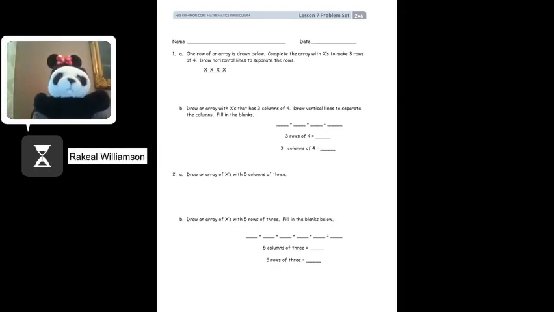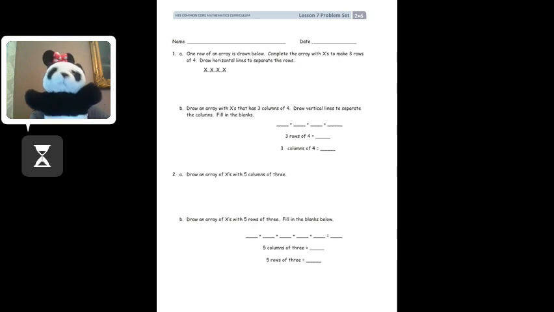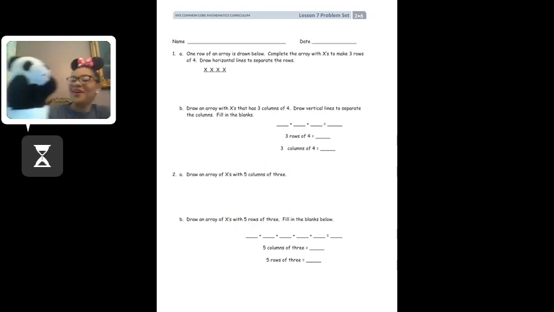All right, boys and girls, I'm going to read the question, and then Miss Williamson is going to take over and work the problem out with you guys, okay? So everybody, let's look at page 13. Number 1 says, one row of an array is drawn below. Complete the array with X's to make 3 rows of 4. Draw horizontal lines to separate the rows.